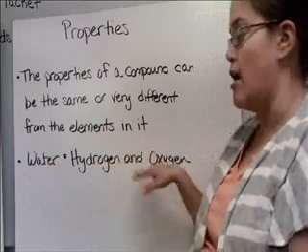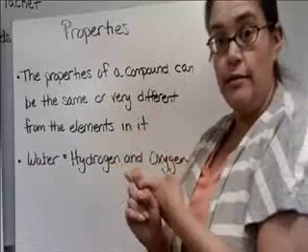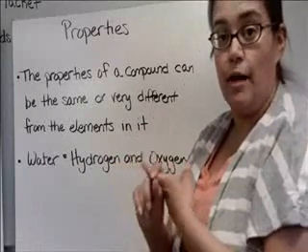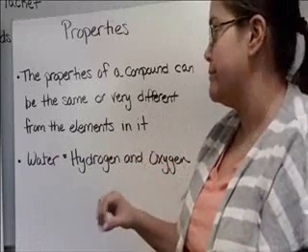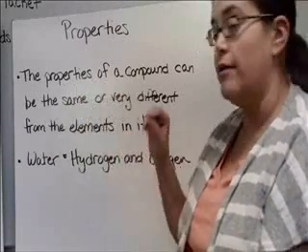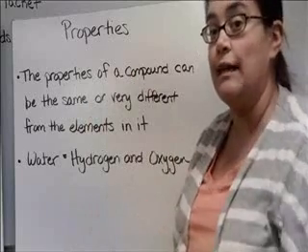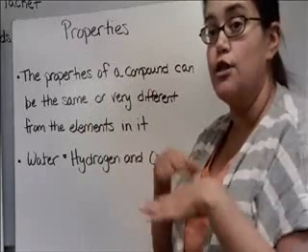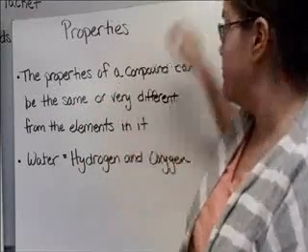Water, when hydrogen and oxygen combine chemically, water is a liquid at room temperature. It is not flammable, and it has a medium density. And we'll talk about density next class. So again, the properties of a compound can be the same as what makes it up, or it can be completely different. The properties of the elements don't matter when you talk about the properties of the compound.